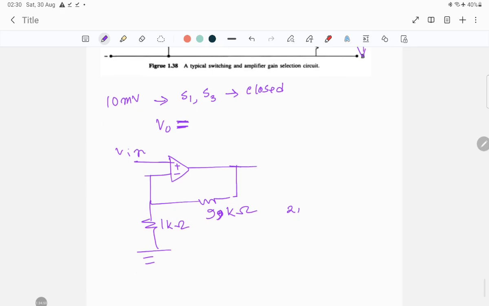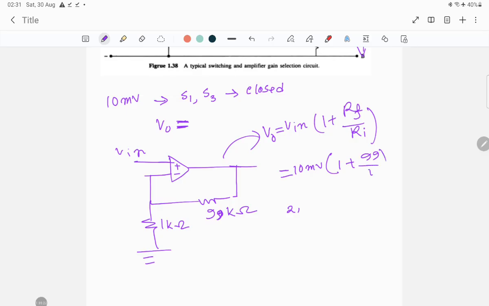If we utilize the formula for the non-inverting amplifier, V out will be V in times 1 plus RF by R, the input resistance. So V in is 10 millivolt, times 1 plus 99 by 1. So you will be able to create a gain factor of 100. Okay, so it will be 1 volt.